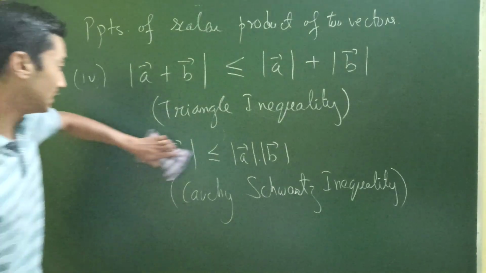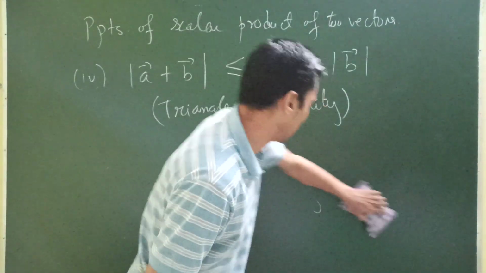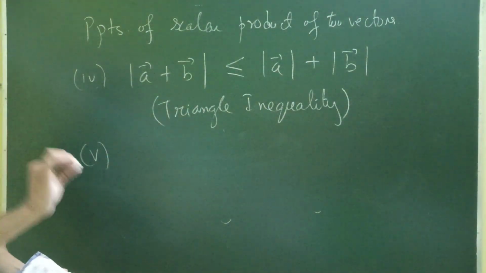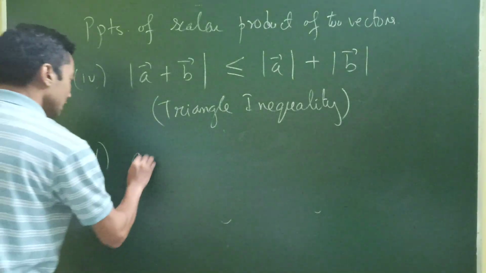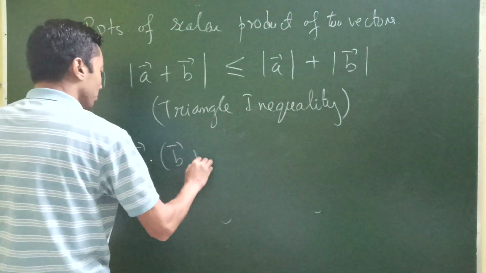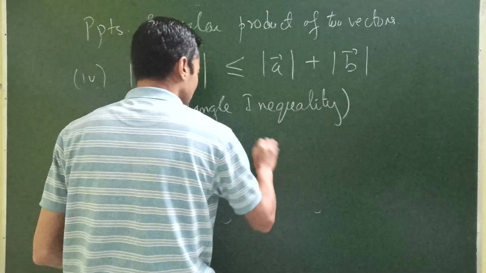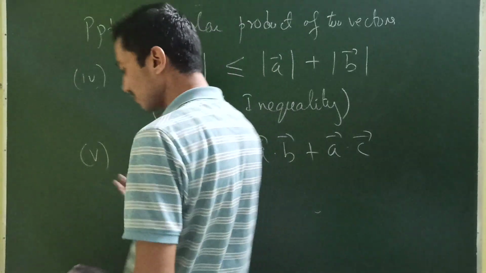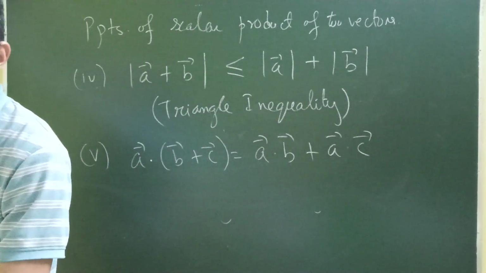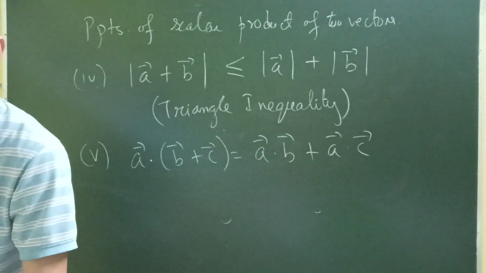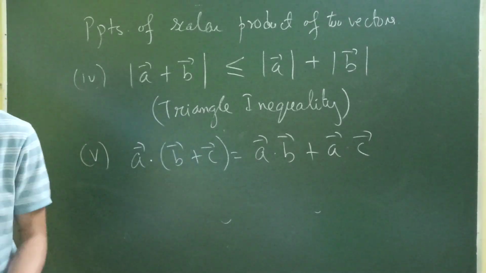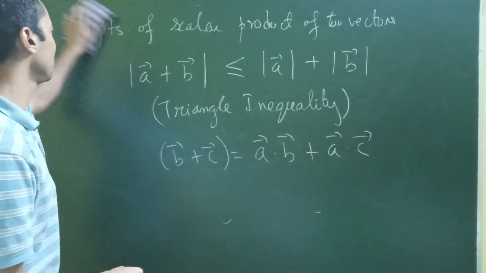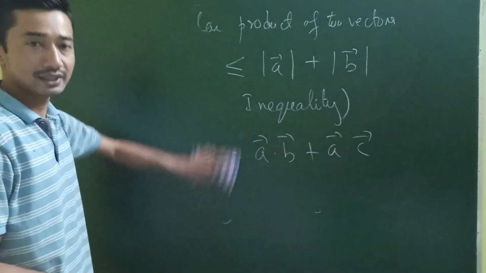And then finally there is one more property, that is the distributive property. If you wish, you can note it down: A dot (B plus C) is equal to A dot B plus A dot C. That means the dot product also follows the distributive property of addition or subtraction. So these are some of the properties. Proof, as I said, we will not be doing as of now, maybe in the exercises.